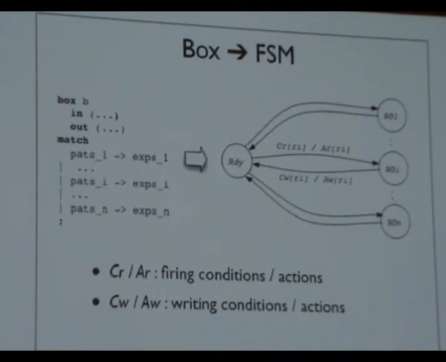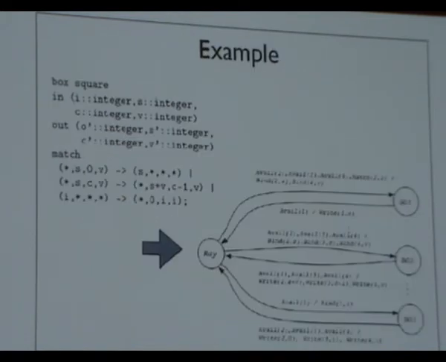Okay, so to get from a box to a finite state machine is kind of obvious. The box has got pattern 1, expression 1, pattern I, expression I, pattern N, expression N. We say here, if the condition on wire I is ready, then we do the action for wire I. That's a read action. And similarly, in the other way, if the condition for writing on wire I is ready, then we do the write action on wire I. So we've gone directly from pattern expression to conditional input, action on input, condition on output, action on output.